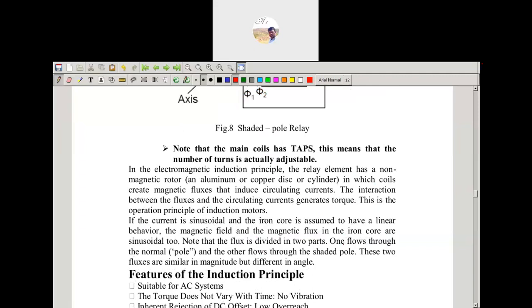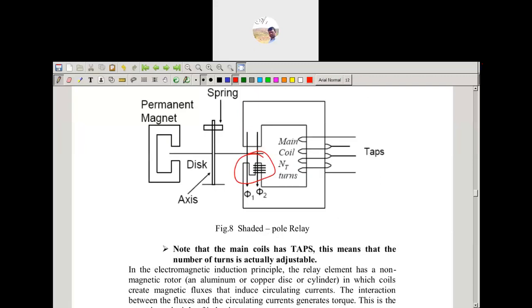Here one flux flows through the normal section and the other flows through the shaded section. These two fluxes are similar in magnitude but different in angle. If they are at the same angle, that does not cause the rotation. Due to the different angles only will it cause the rotation. If both are the same, there is no rotation and it will not produce the torque. That's why these fluxes are in the same direction but different in magnitude and different in angles, and that will cause the rotation.